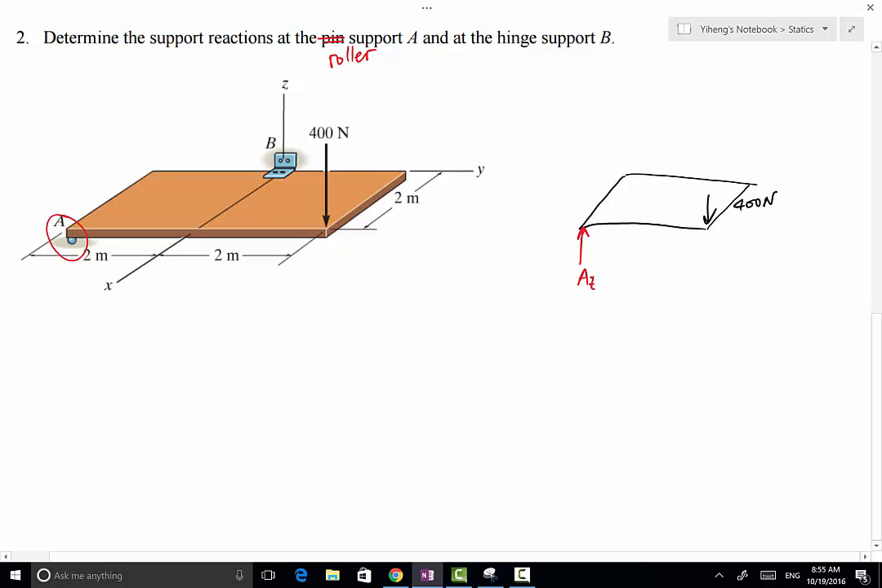At point B, the hinge actually prevents all kinds of motion except for rotation about the y-axis. Therefore, it provides all support reactions except for a moment about the y-axis. So we have force in all directions, bx, by, and bz, and moment about two directions. So we have moment about the x-axis and the moment about the z-axis.